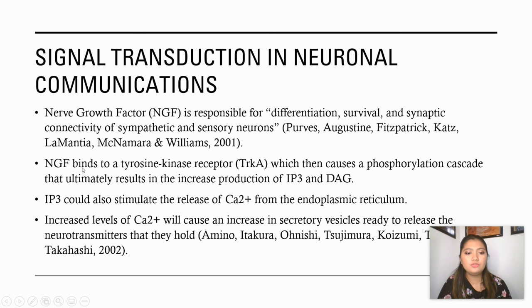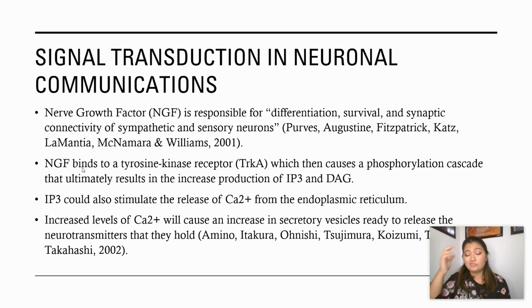So when NGF and the TRKA bind together and they interact, they're going to move on to the second step, which is again the transduction, and this is caused by the phosphorylation cascade. Then at the very end, they will produce IP3 and DAG, which are types of second messengers. From there, those second messengers can do a lot of different things. This particular example that I chose stimulates the release of calcium from the endoplasmic reticulum.